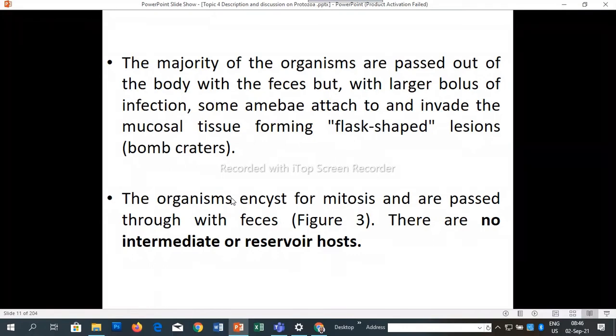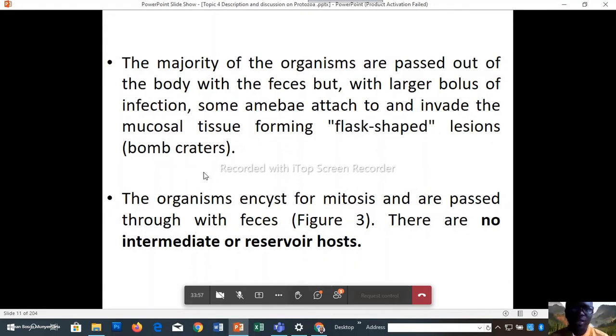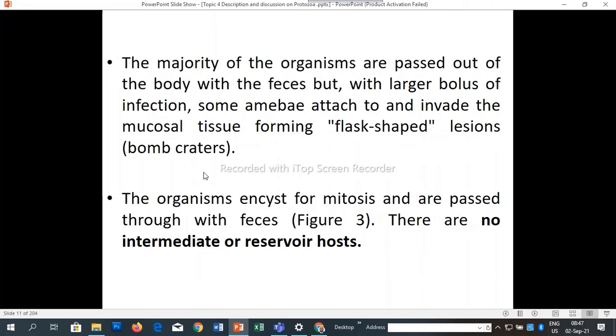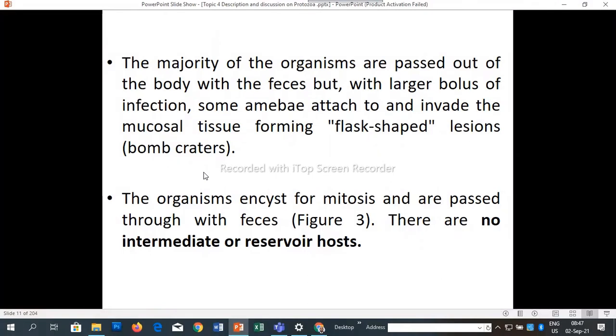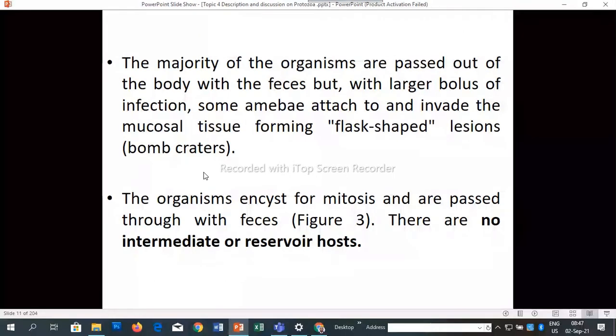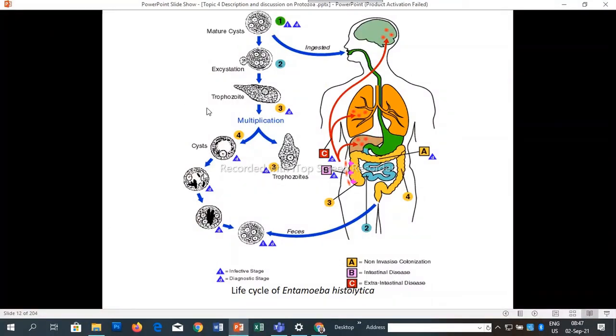The majority of organisms are passed out of the body with the feces, but with larger burdens of infection, some amoeba attach to and invade mucosal tissues, forming flask-shaped lesions. Then the organism undergoes mitosis and is passed through feces. There is no intermediate host or reservoir for this parasite. It's a direct life cycle because it involves only one host.